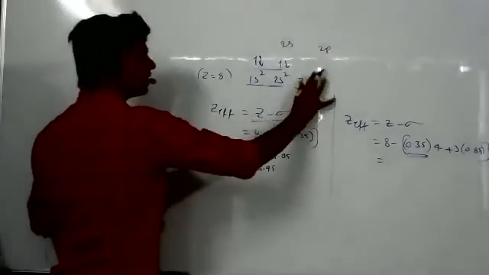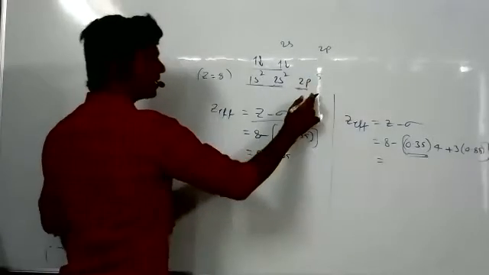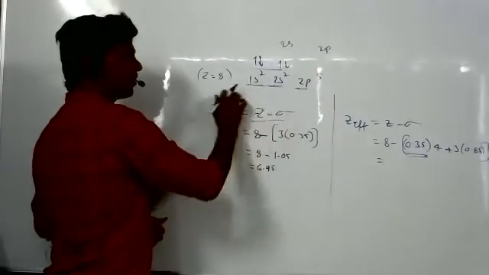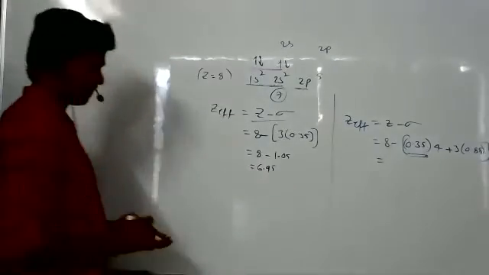Suppose 5 electrons are there, and they are asking for the 4th electron. Then you consider only the 3 before it. Here 4, so 7 you have to consider. Okay.